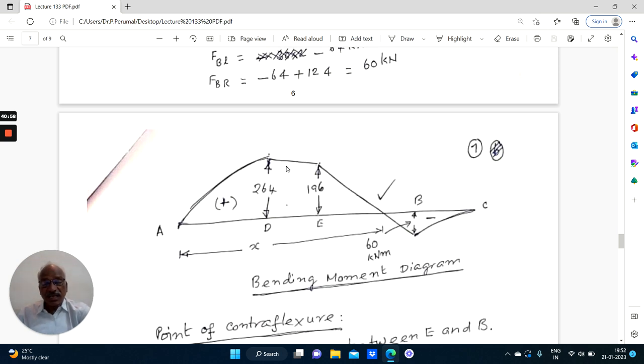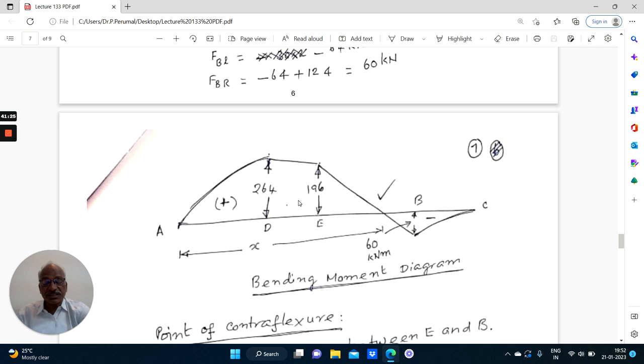That it is linear, you can understand by considering a section X-X in between. If you have any confusion, take a section X-X. Then the bending moment equation will be RA into X minus this UDL into this distance, minus the point load, namely 60 into (X minus 4). That equation will be in terms of X.